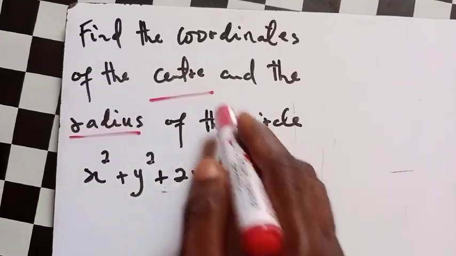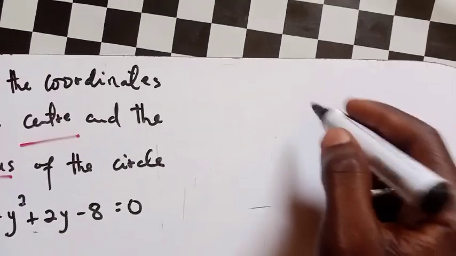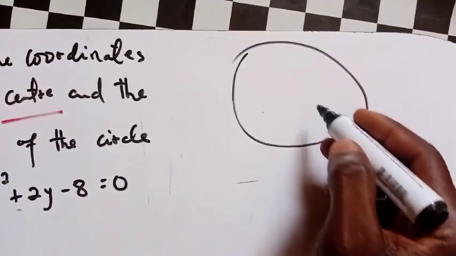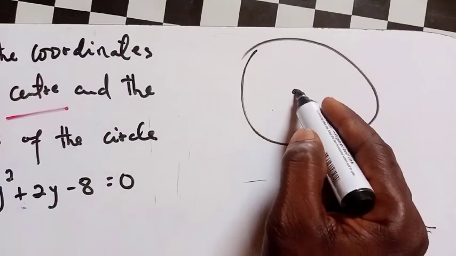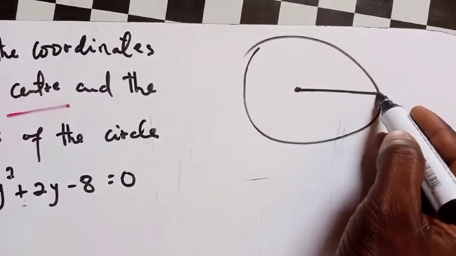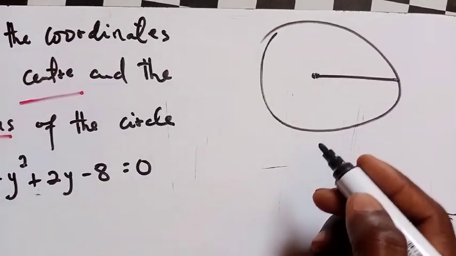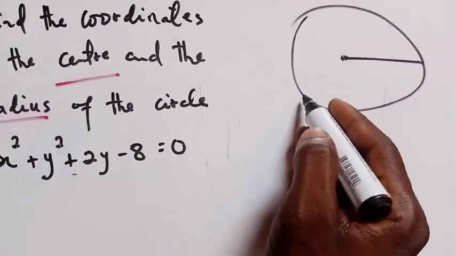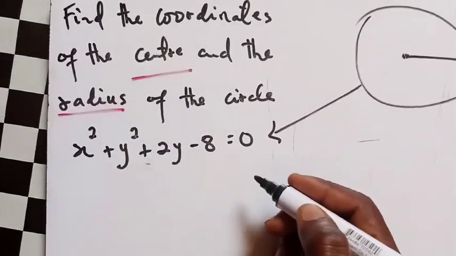So we want to find the center and the radius of a circle. For sure, you know what a circle looks like, assuming this is a circle. With the center here, the radius is from here to anywhere on the circle. So this is the radius and this is the center. These are the two things that we want to find, given that this circle is given by the equation, right?